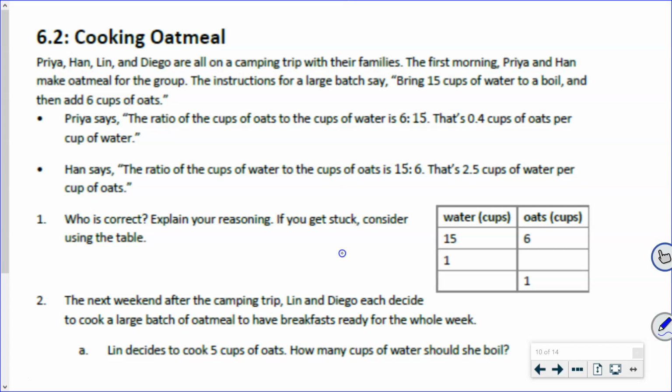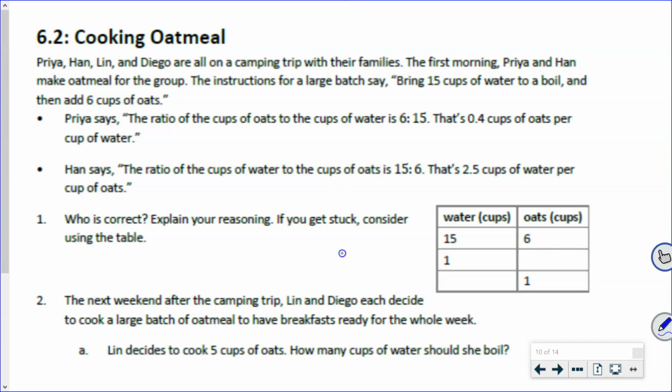The instructions for a large batch say, bring 15 cups of water to a boil, and then add 6 cups of oats. Pretty easy recipe, right? Bring 15 cups of water to a boil, and then add 6 cups of oats. Priya says the ratio of cups of oats to the cups of water is 6 to 15. That's 0.4 cups of oats per cup of water. And Han says the ratio of cups of water to the cups of oats is 15 to 6. That's 2.5 cups of water per cup of oats.